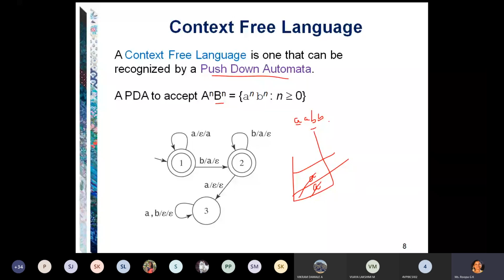Input is at the end, and at the end, I don't have anything on the stack. Stack is empty. So in this way, I can say that AABB belongs to this language. But we have to make use of the concept of stack. This is called push-down automata. So the languages belonging to push-down automata are called context-free languages.